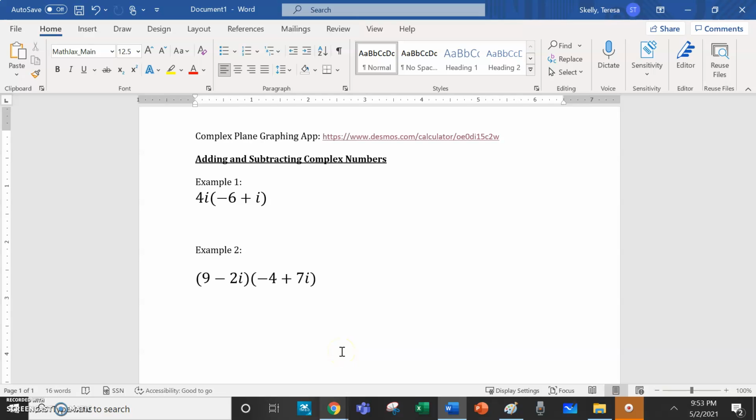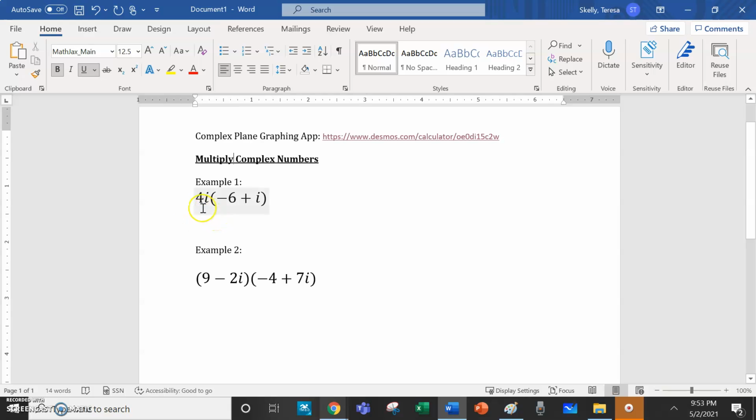All right, everyone, in this example, I am going to show you how to multiply with complex numbers and then graph their results in the complex plane. So in our first example, I have 4i times (-6 + i).